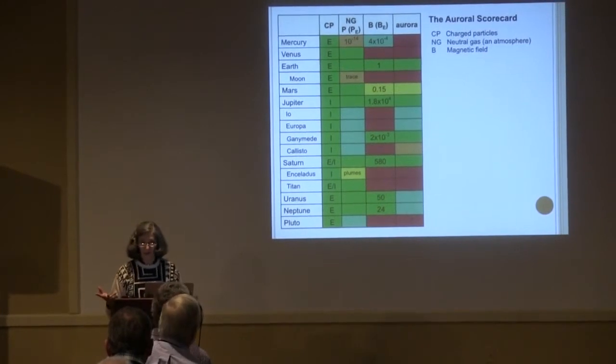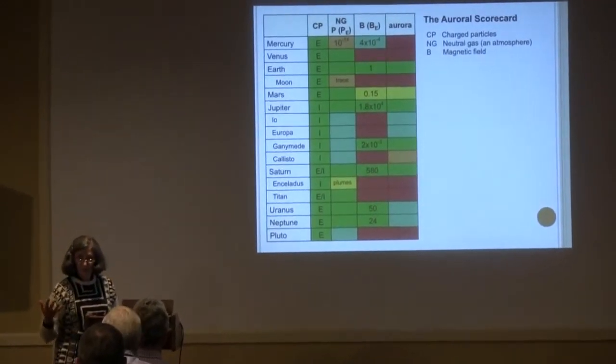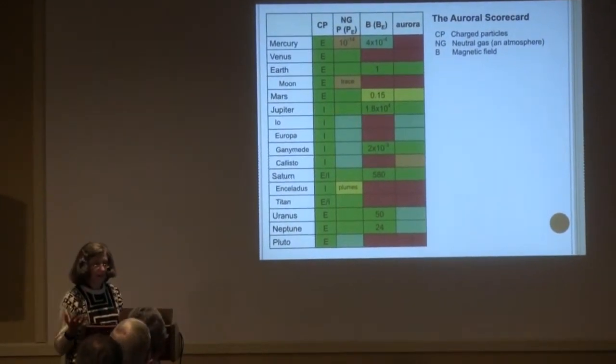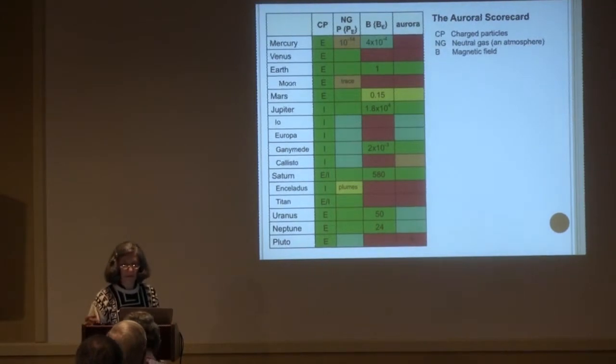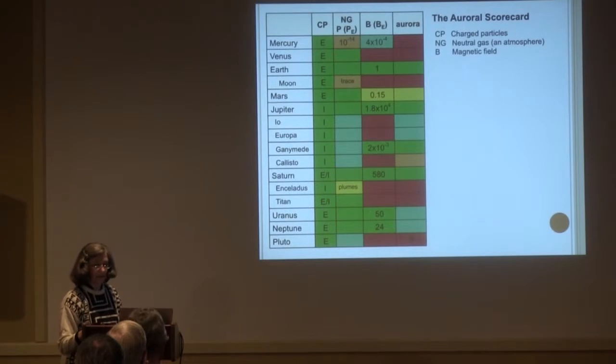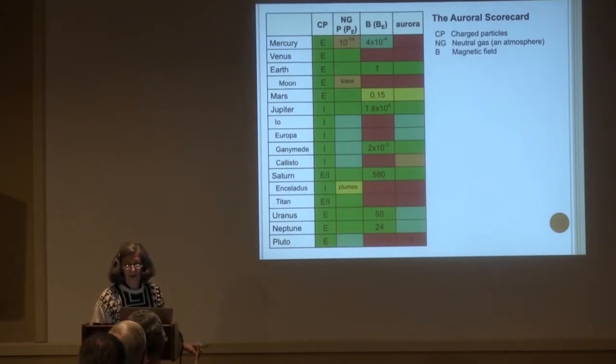What do we need to make an aurora? Charged particles, they need to have enough energy, a neutral gas and atmosphere, and the charged particles collide with the neutral gas, excite it, and then it glows. Usually the charged particles in classic aurora are energized by a magnetic field and associated currents and potentials.